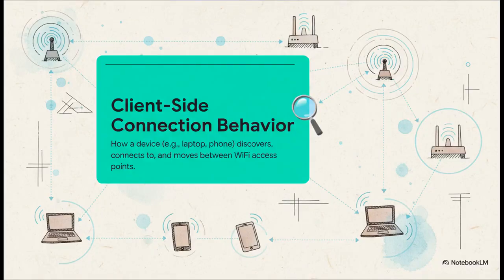So what do we even mean by that? We're talking about the client-side connection behavior. And look, this isn't just some single checkbox in a menu. It's a whole bunch of things, all the little rules and settings that tell a laptop or a phone how to find a network, how to pick which AP to connect to, and, this is the big one, how to act when it starts moving around the building.